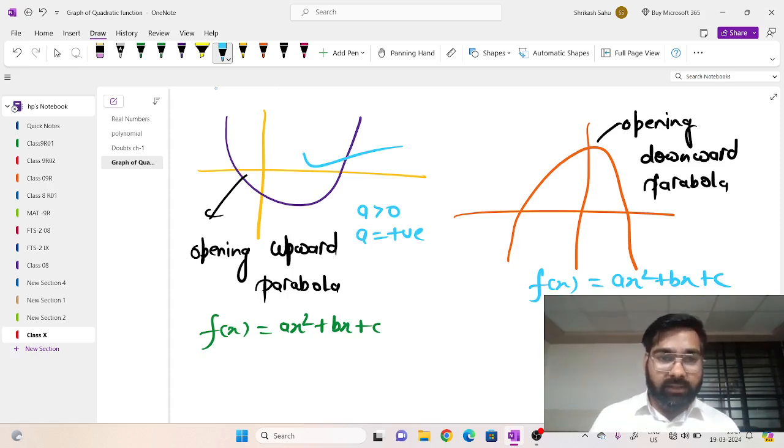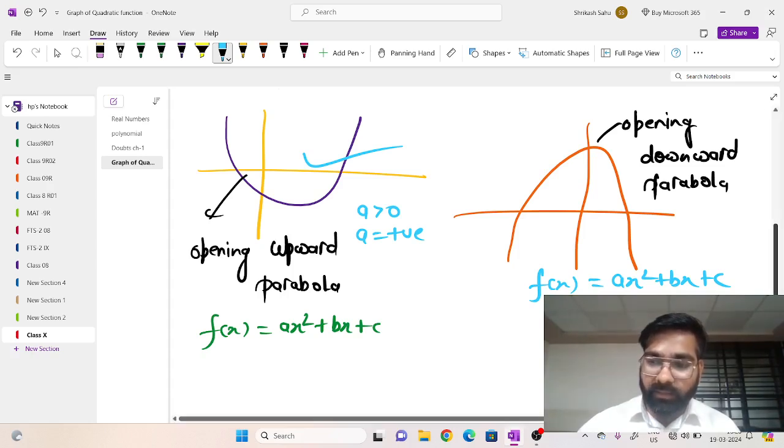Okay, I think you have got it. Whether the quadratic function has an opening upward parabola or an opening downward parabola totally depends on the sign of a, the coefficient of x². If the coefficient of x² in a quadratic function is positive, then we get an opening upward parabola. But if the sign of a is negative, then we get an opening downward parabola. Clear?